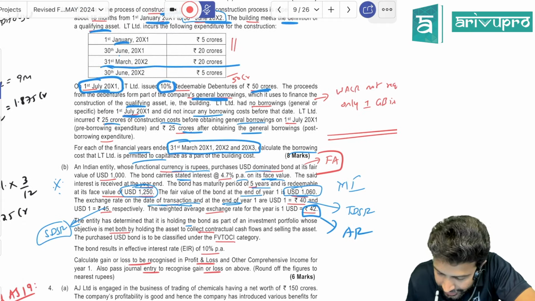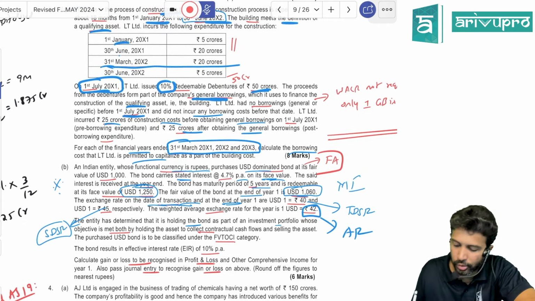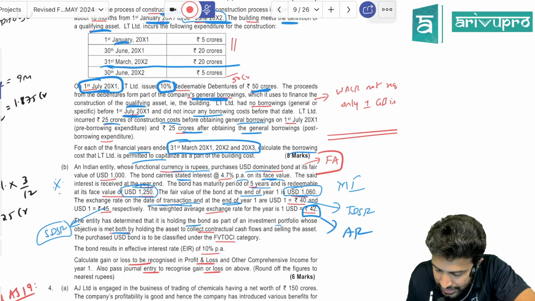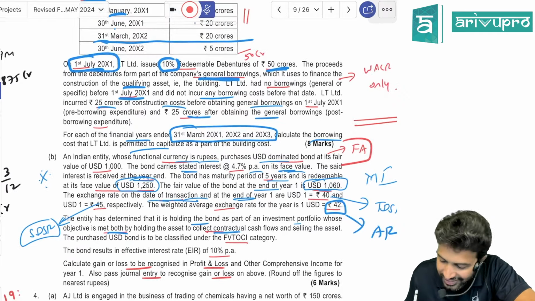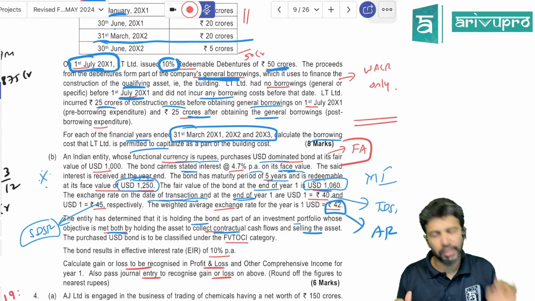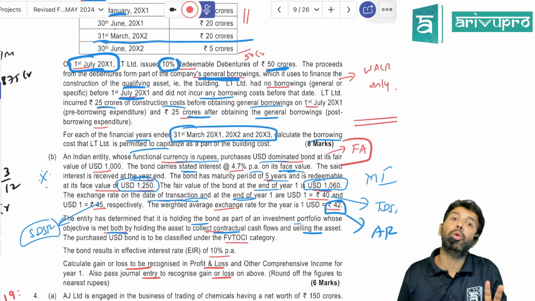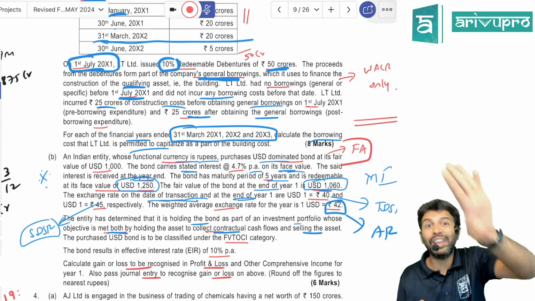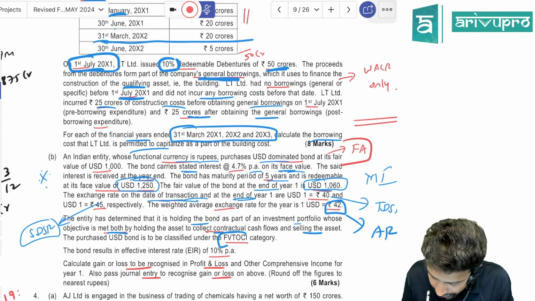The entity has determined that it's holding the bond as part of an investment portfolio whose objective is met both by holding the asset to collect contractual cash flows and selling the asset. So the business model is not satisfied by holding the asset till maturity. Here the business model is satisfied by both holding as well as selling. So which business model is getting satisfied here? FVT OCI. Hence, this bond has to be valued under FVT OCI.